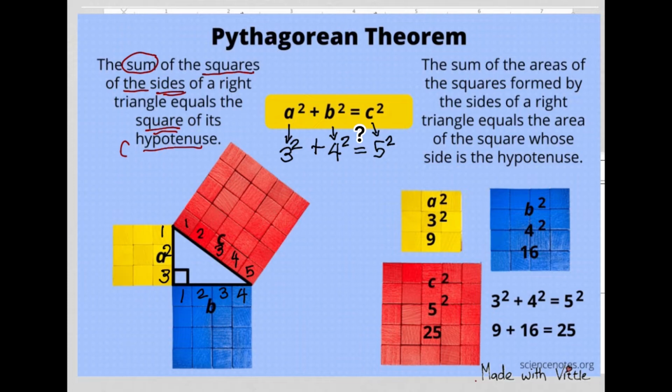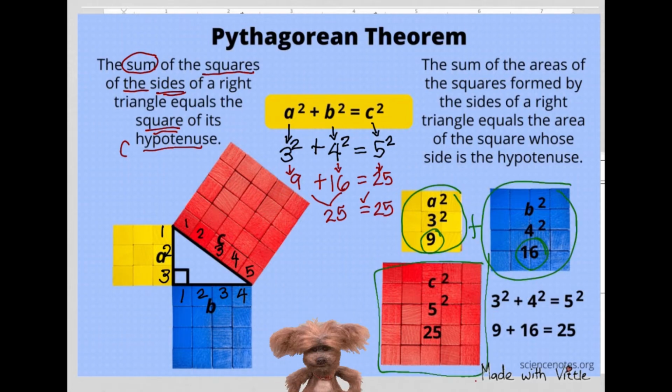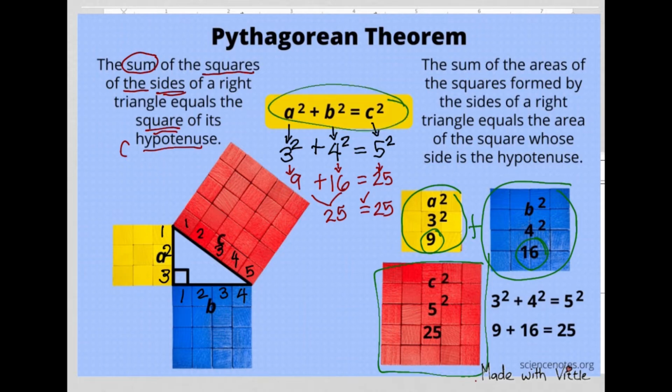Let's go ahead and work them out. Let's find the square of 3, which is going to be 3 times 3 equals 9. The square of 4, 4 times 4, is 16. And the square of 5 is 25. They are equal on both sides. Therefore, the triangle is a right triangle. So, Pythagorean theorem is helpful to test whether a given triangle is a right triangle by doing this formula.